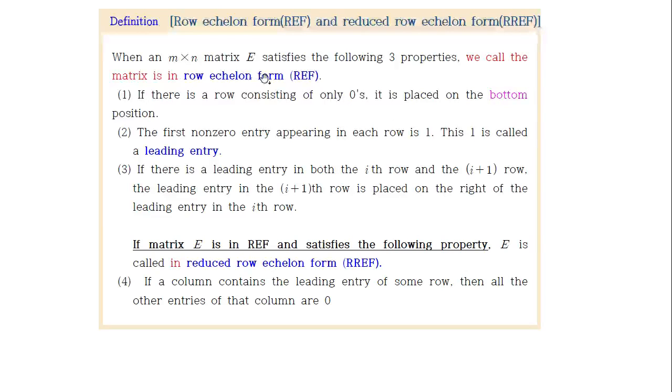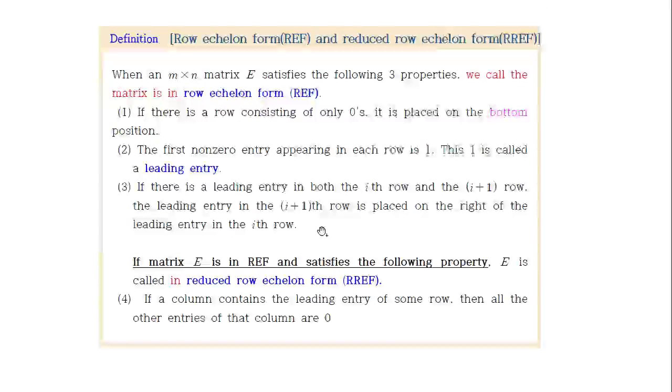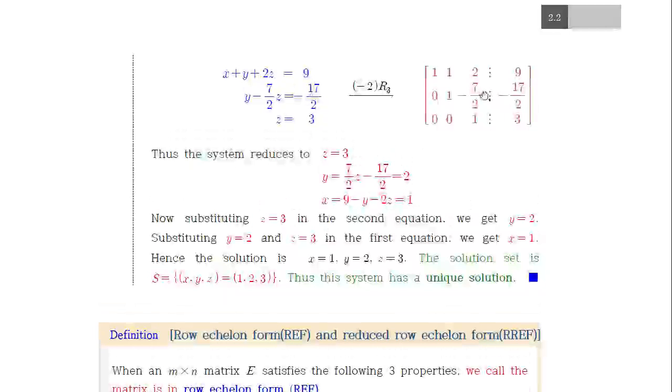Okay, so we call that matrix, if a matrix satisfies these three properties, then we call it is in row echelon form. Last, if a matrix is in row echelon form and satisfies one more property like this, if a column contains a leading entry of some row, then all the other entries of that column are 0. Then we call it is in reduced row echelon form. What it means is, 여기서는 지금 이거는 로우 에첼론 폼이 된 거예요.